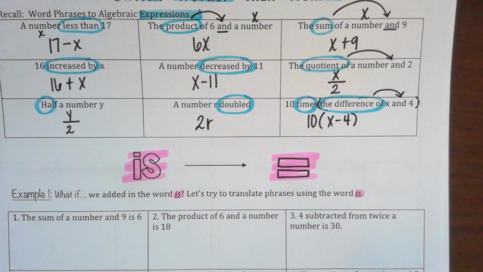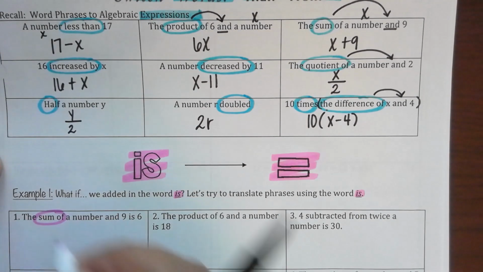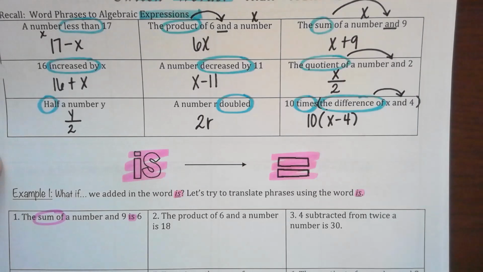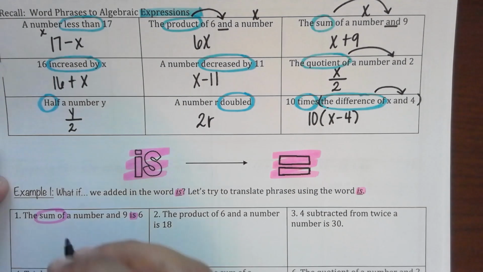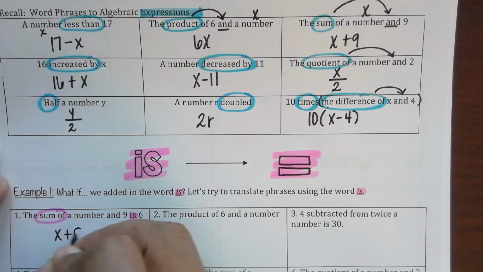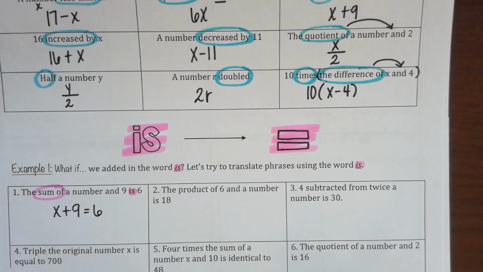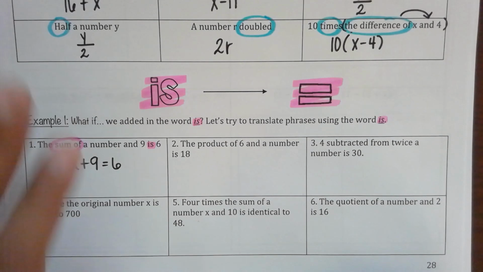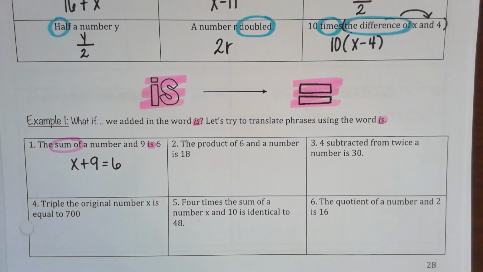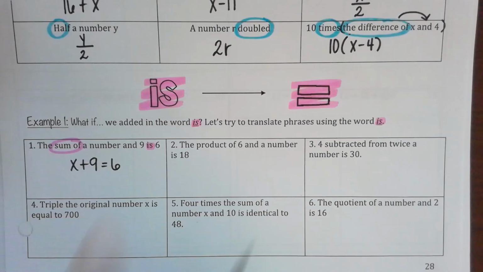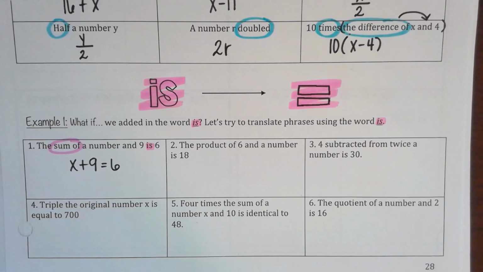The sum of a number and 9 is 6. So, what are our operational phrases here? Sum of and is. So, how would I write the sum of a number and 9? X plus 9 equals 6. And they did not say solve it, they just want us to translate it. So we stop there. Any questions there? So is this very different from what we just did? No, we're just adding what word? There we go.